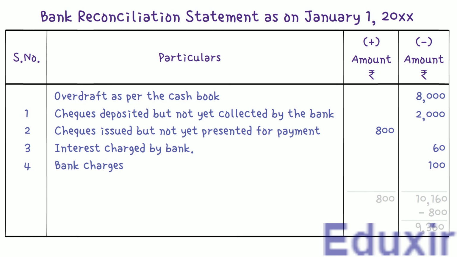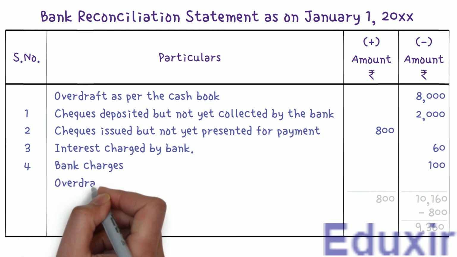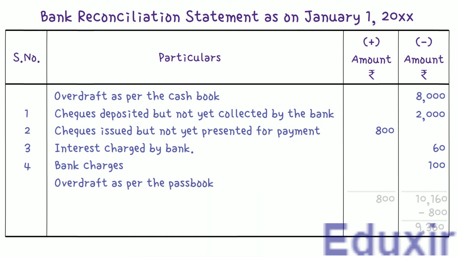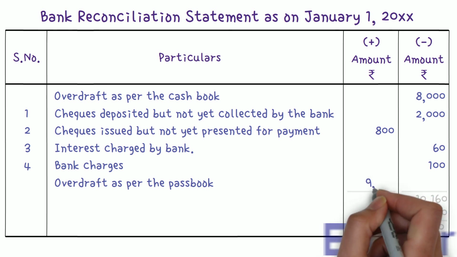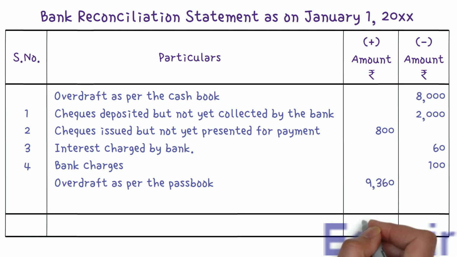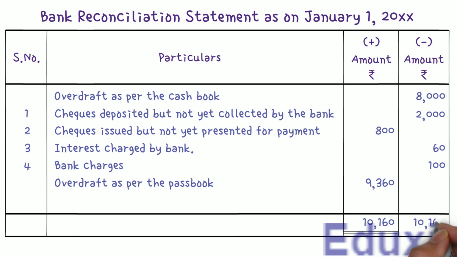Let's first write the particulars as overdraft as per the passbook. As we have started with the cash book overdraft balance, we need to write the passbook overdraft balance of 9,360 rupees in the plus amount column. Now the total of all the entries in the plus amount column is 10,160 rupees. Similarly, the total of all the entries in the minus amount column is 10,160 rupees. With that, we have come to the end of this solution.